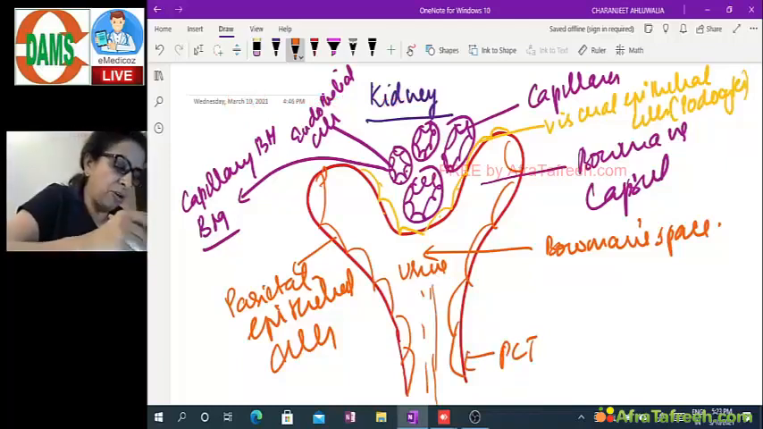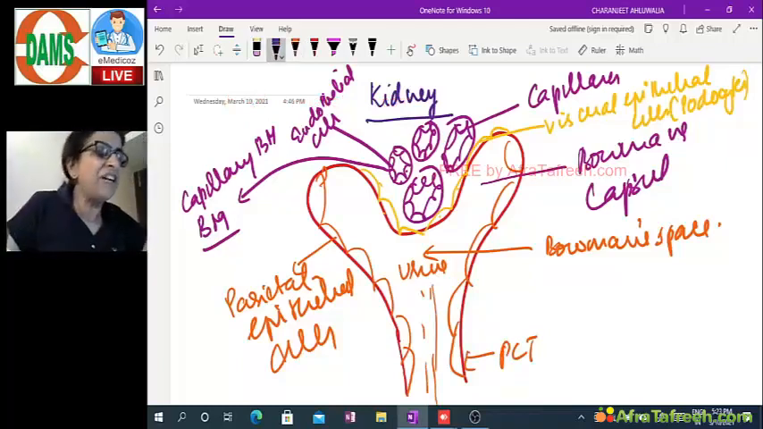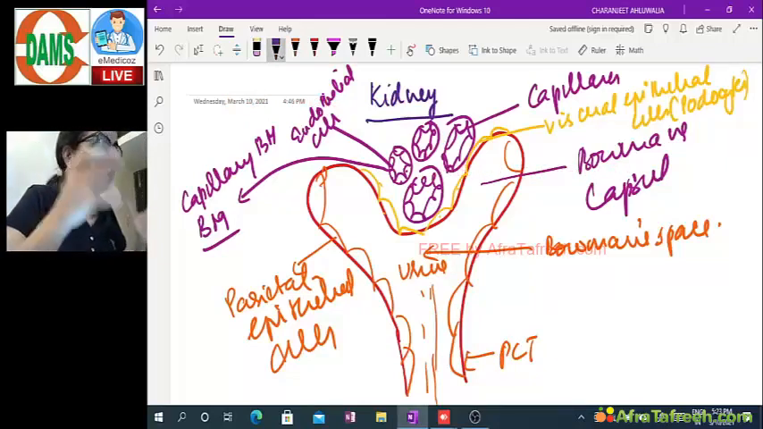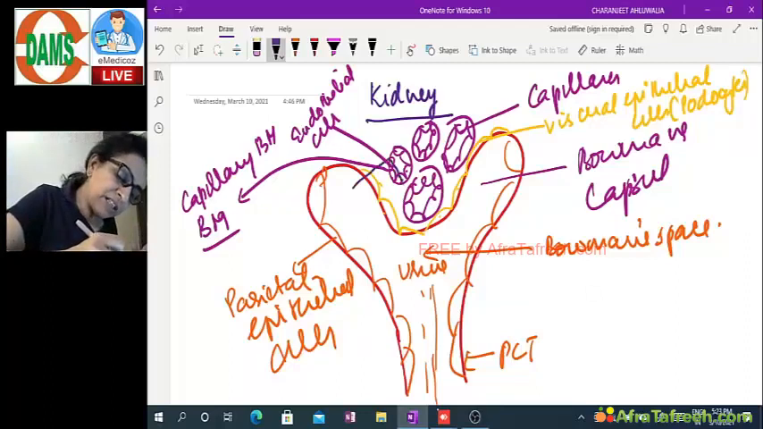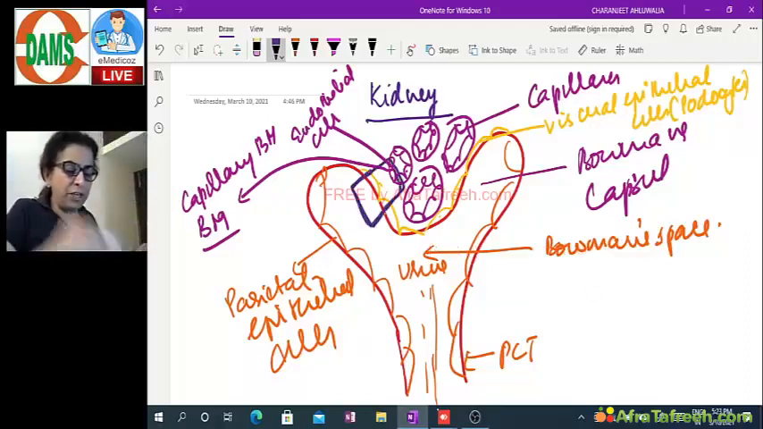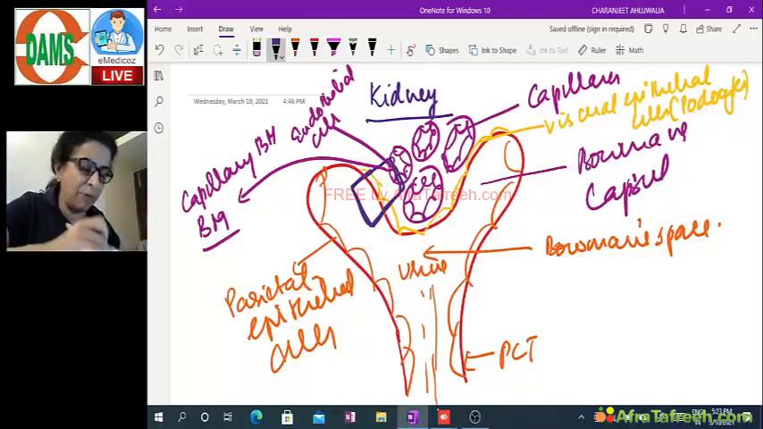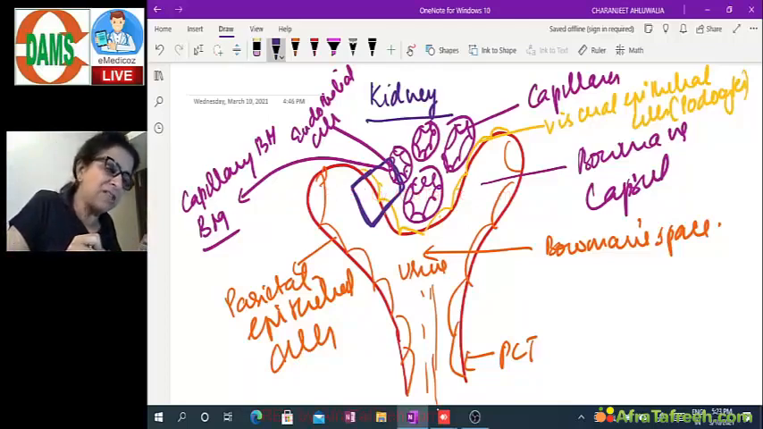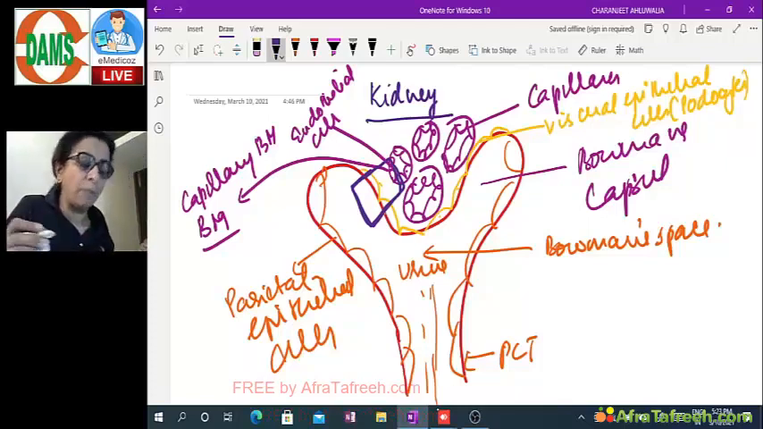Now, very important point, let us see what the filtration membrane of the kidney is, where the blood gets filtered and urine is formed. These three structures constitute the filtration membrane of the kidney. I have drawn them far apart, but they are all close to each other. The filtration membrane is made up of, number one, the endothelial cells of the capillaries; number two, the capillary basement membrane; and three, the visceral epithelial cells or podocytes.